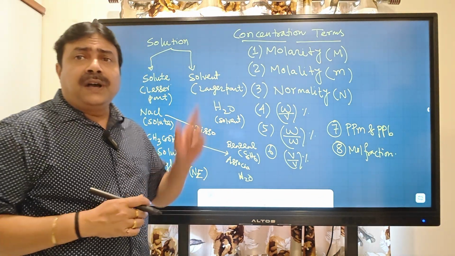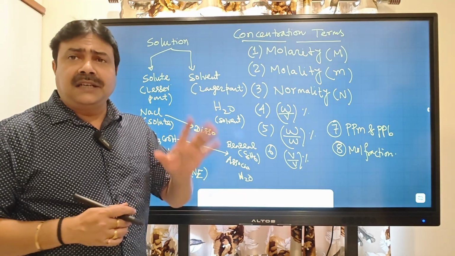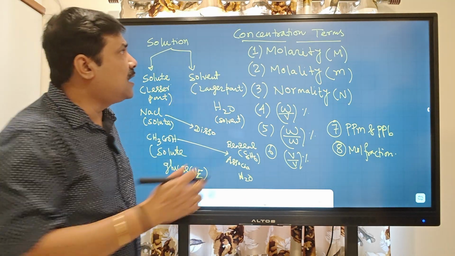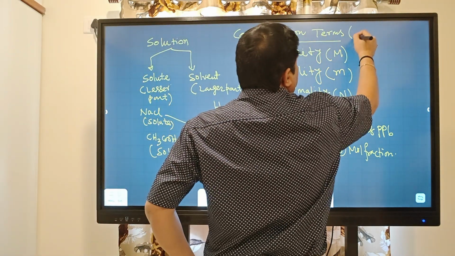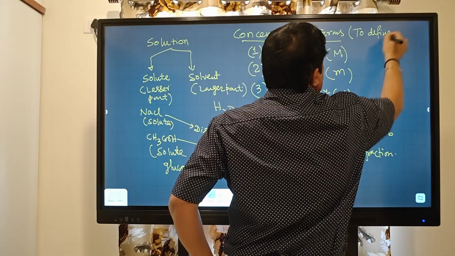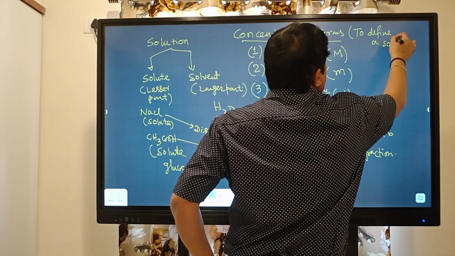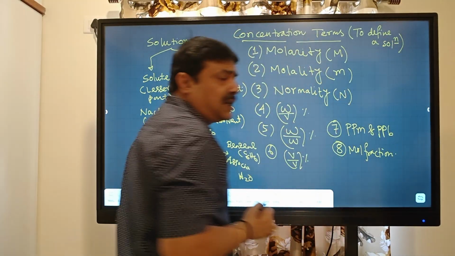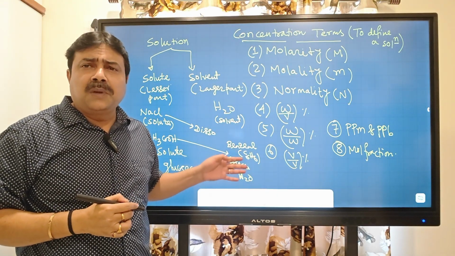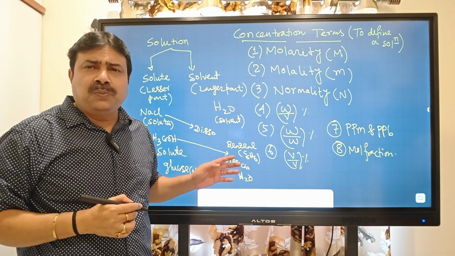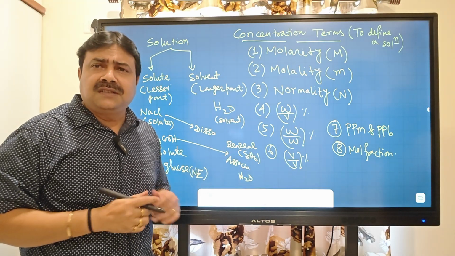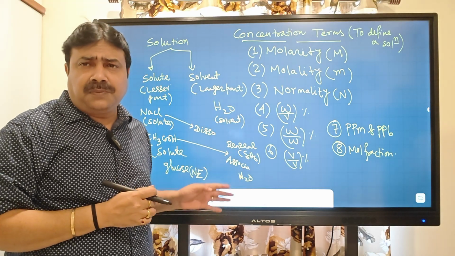Why? To define a solution we need concentration terms, as simple as that. Why are these concentration terms required? To define a solution, we need a concentration term. And what are the different concentration terms there? Molarity, molality, normality, weight by weight percent, weight by volume percent, volume by volume percent, mole fractions, all those things are there. Why did scientists develop this many?